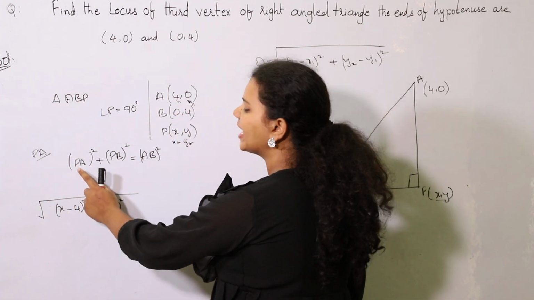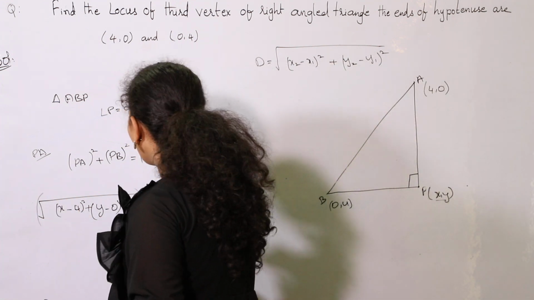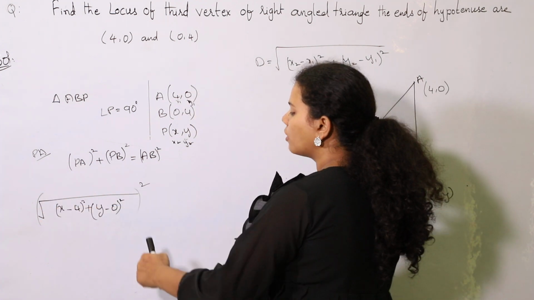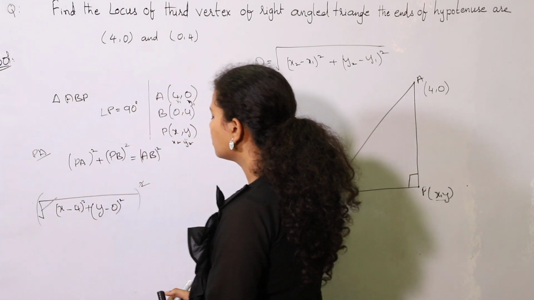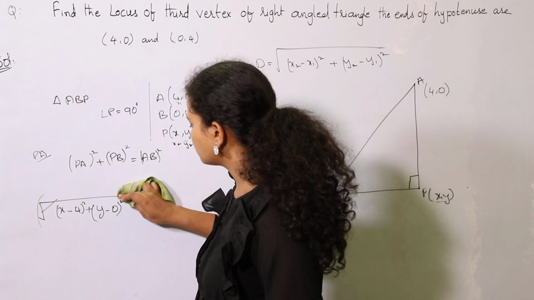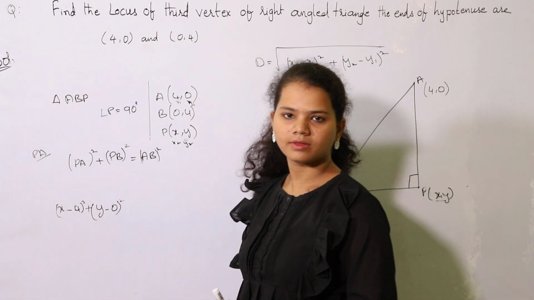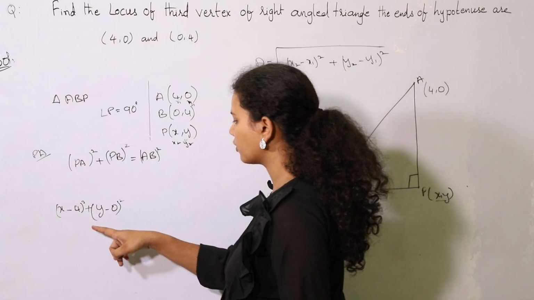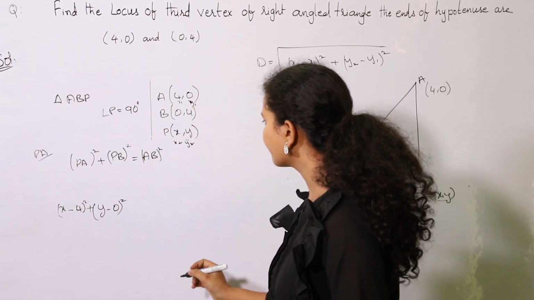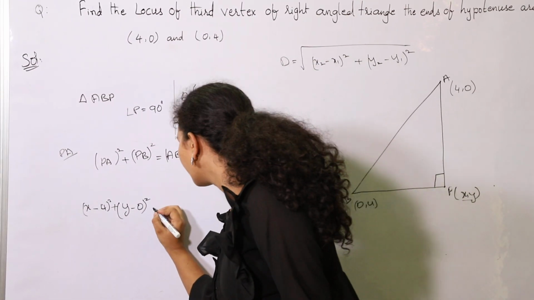Here they have already given PA square. They mentioned PA square, so I am just going to make a whole square for this given one, where the square root gets cancelled. So I am going to write x minus 4 whole square plus y minus 0 whole square. Clear?